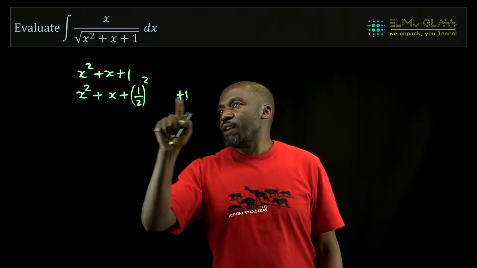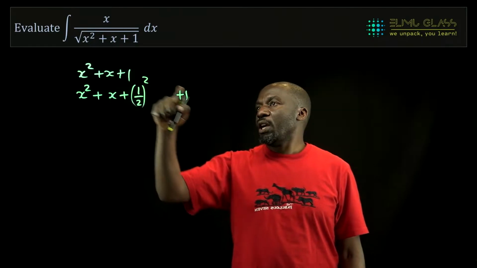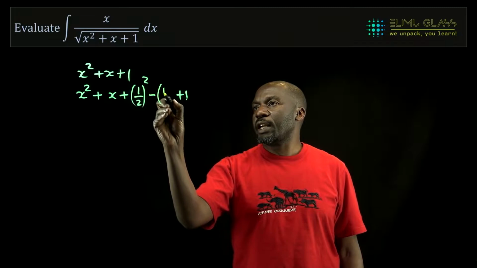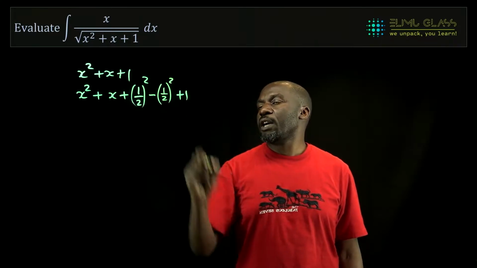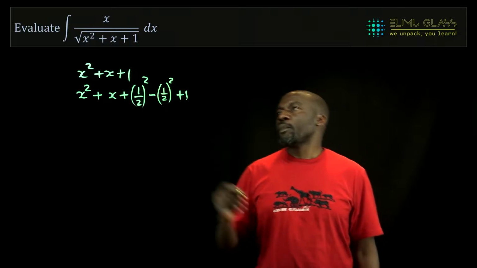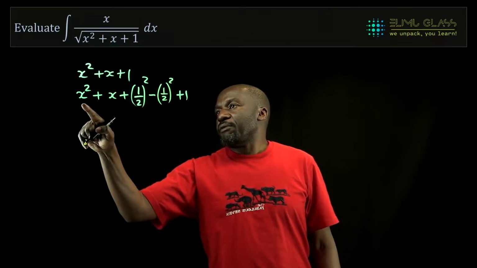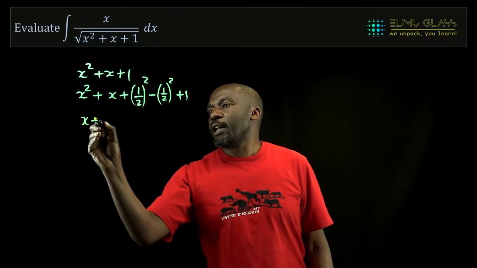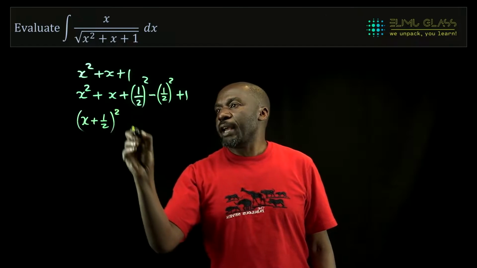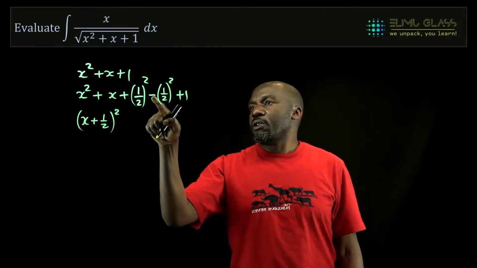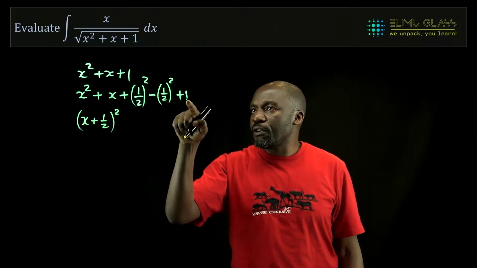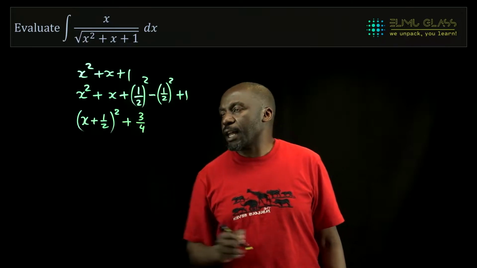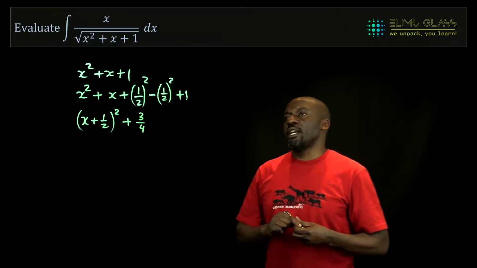But if I do that, then I've now changed the expression. So in order to maintain the value of the expression, I have to subtract that value again. So I will subtract a half squared. By writing this, the first three terms are now a perfect square and can be expressed as x plus 1 over 2 squared. And this is 1 over 4, so minus 1 over 4 plus 4 over 4. 1 is equivalent to 4 over 4, so this becomes 3 over 4. So we have expressed this in vertex form.